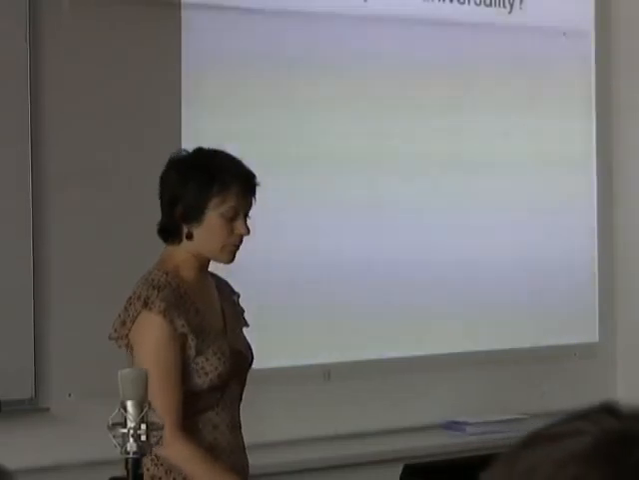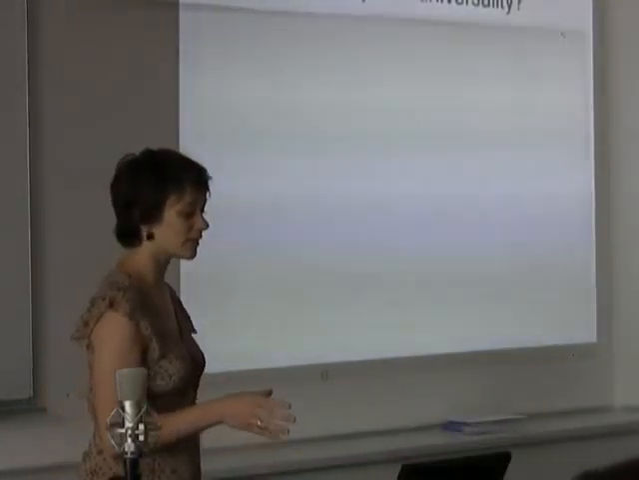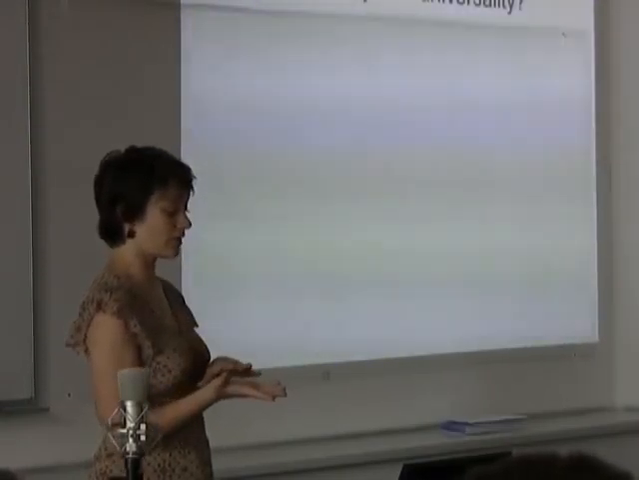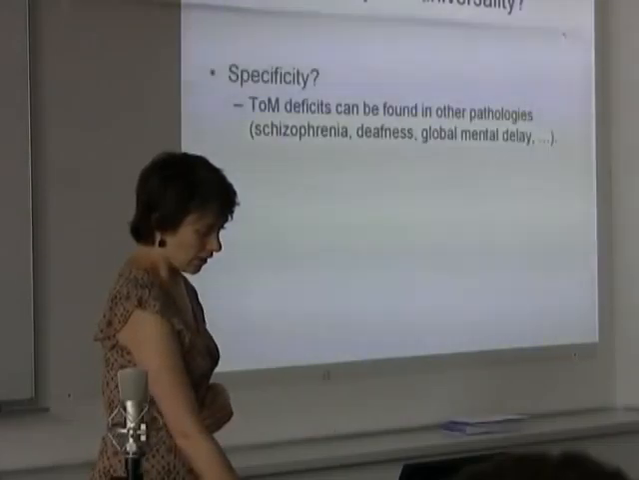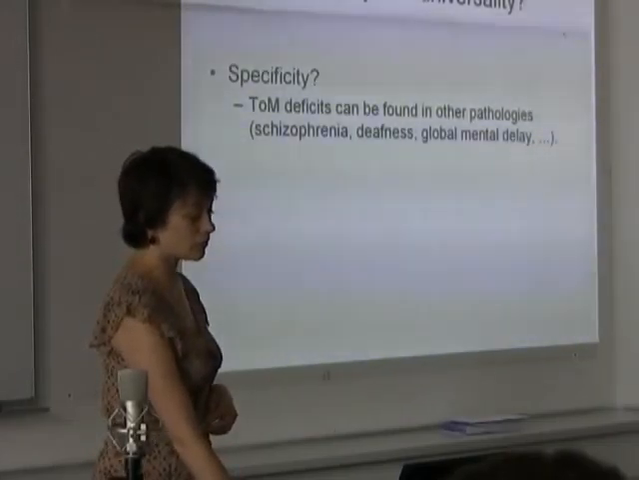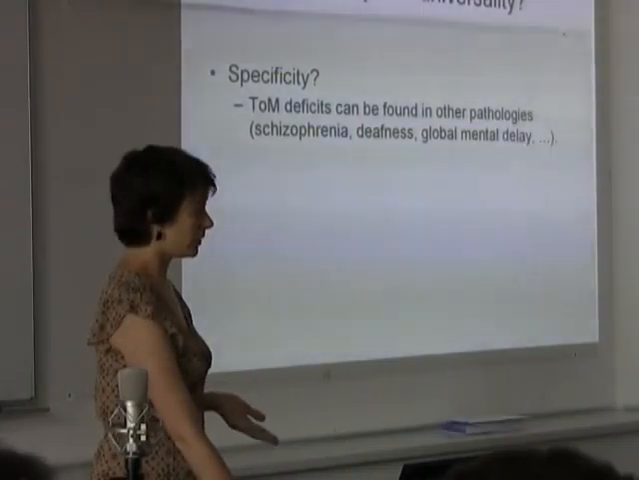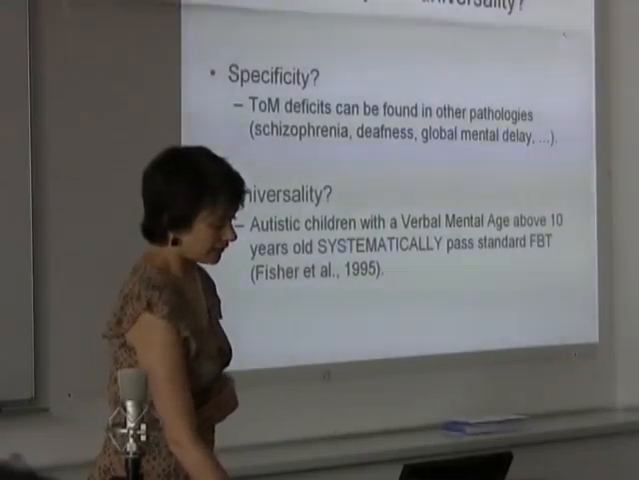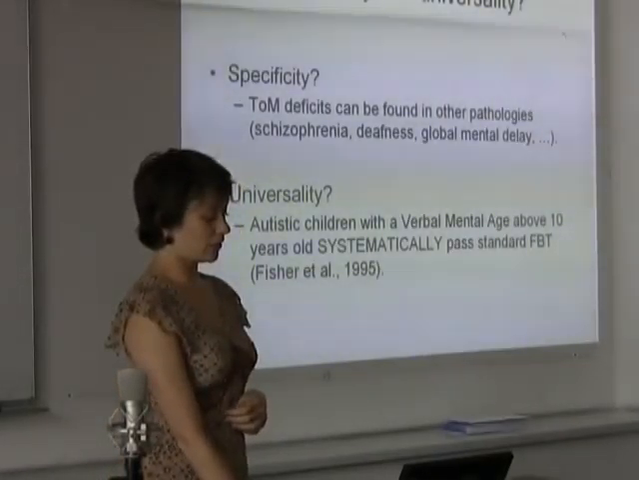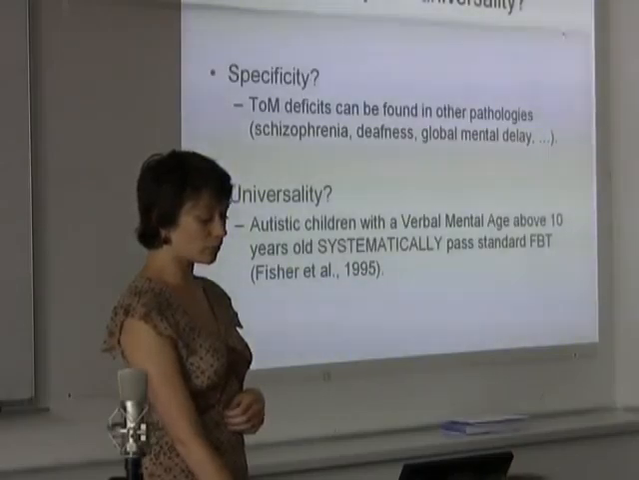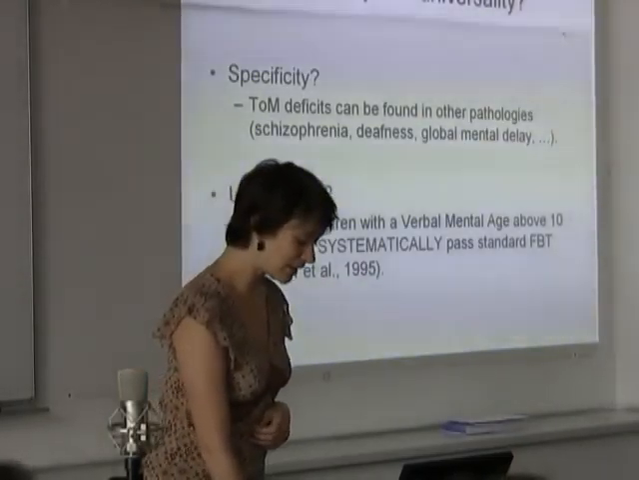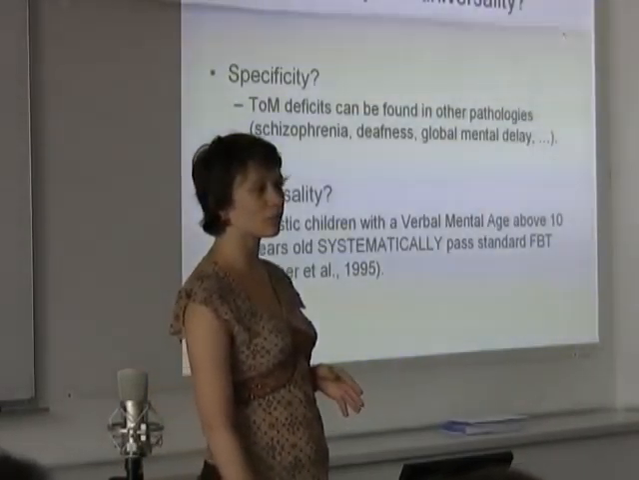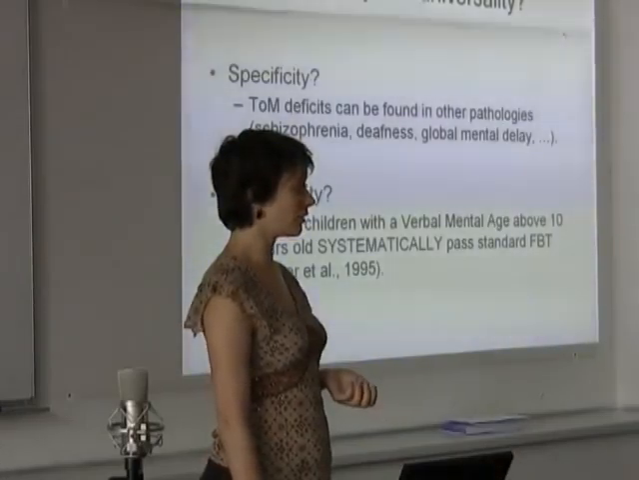So if you remember what I said about the theory of mind business, the power of the model is that it implies that the theory of mind deficit is specific and universal. About specificity, it's not that clear because we find theory of mind deficits in lots of other pathologies, including schizophrenia, deafness, and global mental delay. And as far as universality is concerned, it's been noted that autistic children who've got a verbal mental age above 10 systematically pass standard false belief tasks. There's no exception. There's no way you can find an autistic child with a verbal mental age above 10 that will fail a theory of mind task.